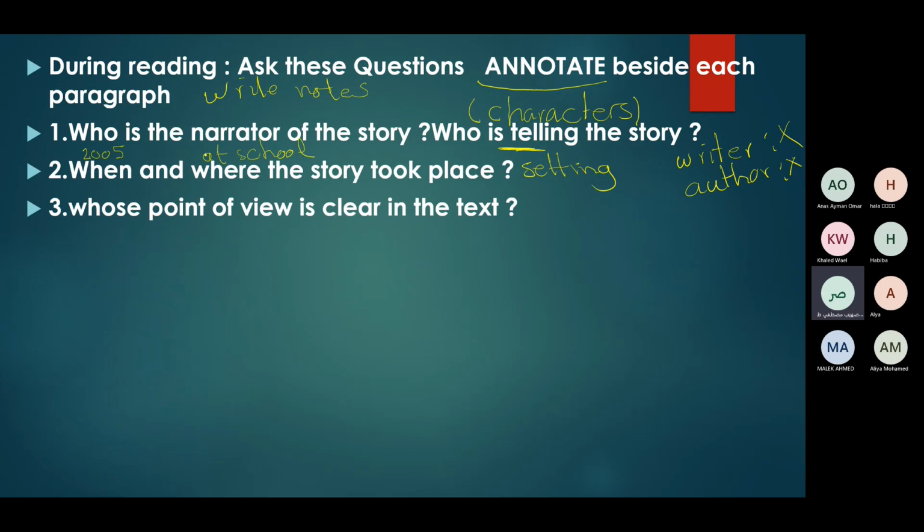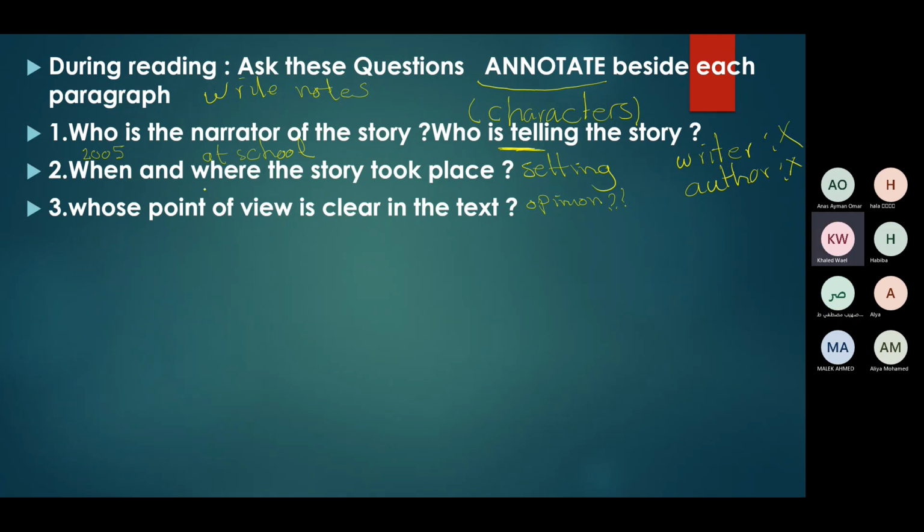Three, whose point of view is clear in the text? What I mean by whose point of view is clear in the text, I mean whose opinions appeared in the text. The story is being written from which one's opinion? My dad's opinion, my mom's opinion, my sister's opinion, or my personal opinions. So ask yourself from whose point of view the story is being told, which we named as first person, third person, and so on.